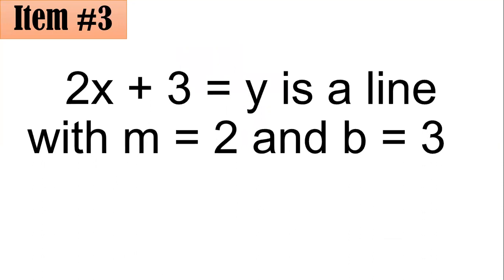This is the equation of the line in slope-intercept form, that is y equals mx plus b, and here your slope is 2 and your b is 3, which is your y-intercept. Hence, the correct answer is letter D. Okay. Next up, number 4.